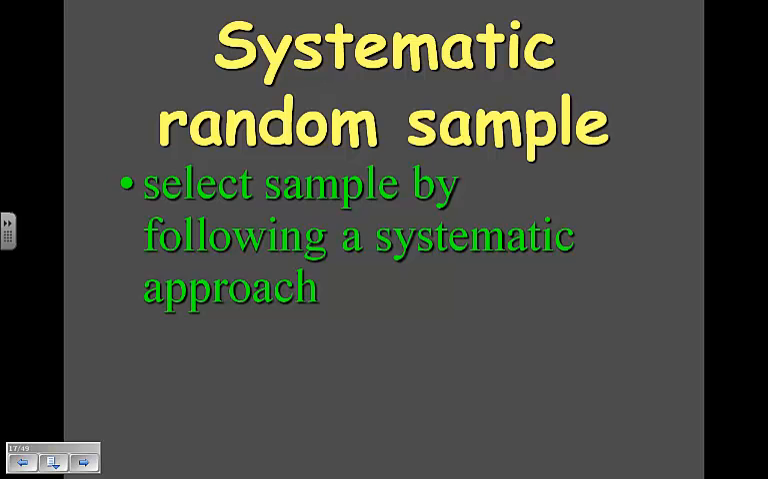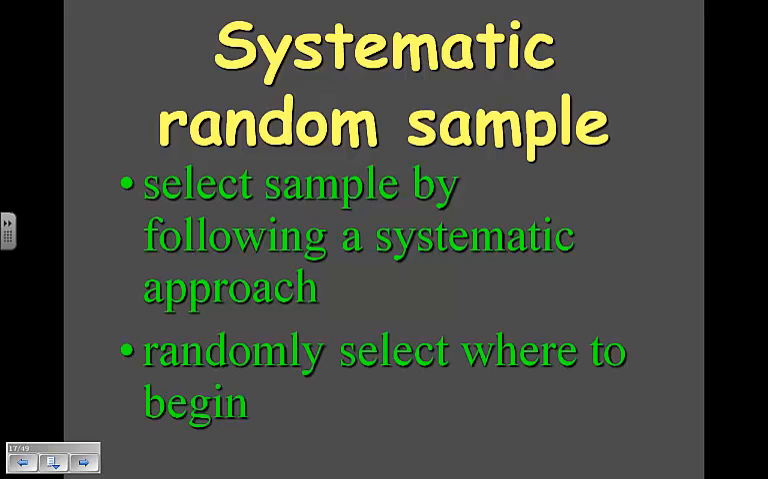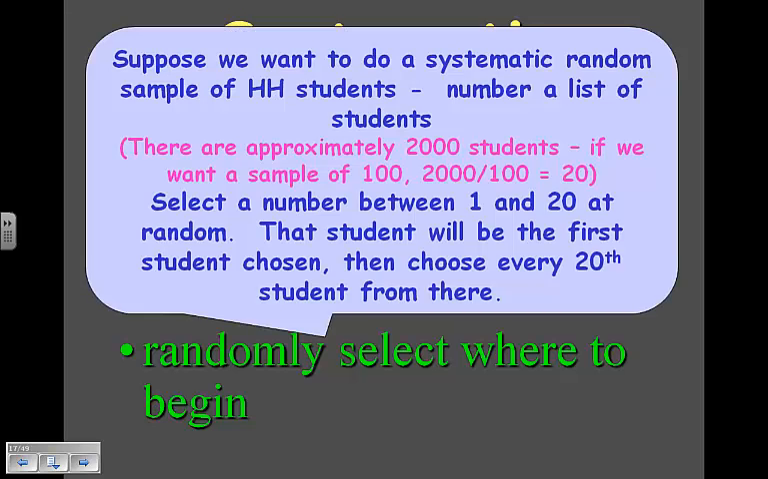A systematic random sample. You select a sample by following a system, every 10th person, every 30th person, or whatever. And then the randomness occurs in where you start. Here's an example. Suppose we want to do a systematic random sample of HH students. First, we get a list of all the students. There's approximately 2,000 students. If we wanted a sample of 100, that'd be 2,000 divided by 100, so that's 20. Select a number between 1 and 20 at random. That student will be the first student chosen.